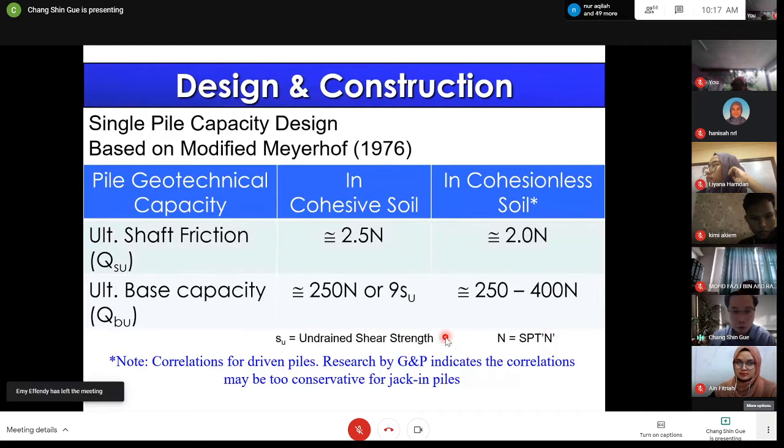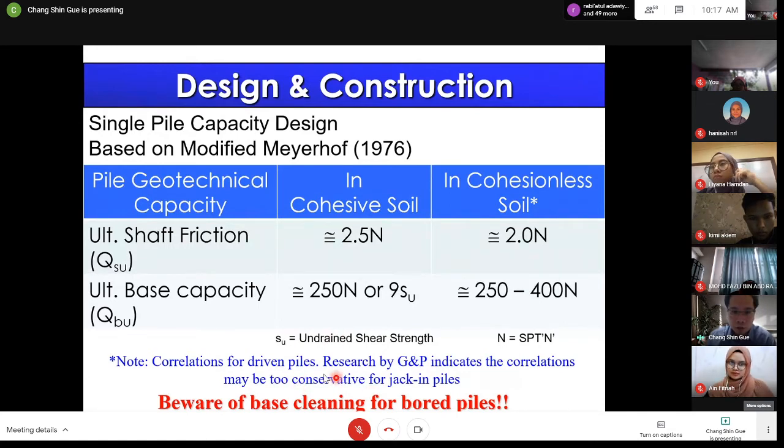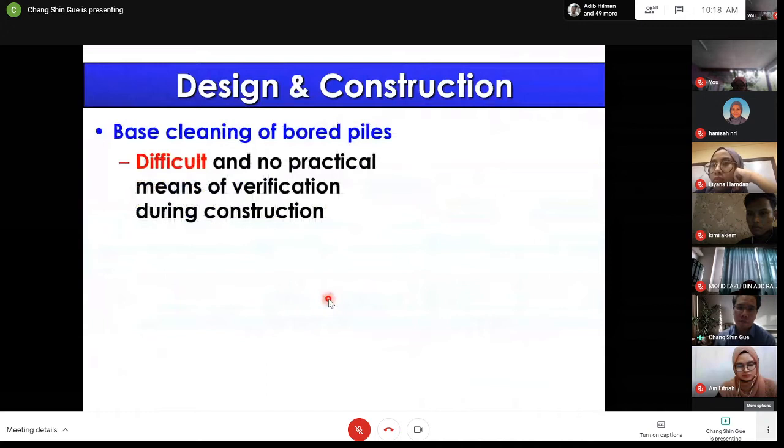And I also want to make you aware that this is very important for you to know on base cleaning for bored piles. Now, this is important because on textbook basis, they will tell you you can actually use your base capacity based on whatever material that your pile is actually sitting on. But in reality, this is actually quite difficult to achieve. And I'll show you why in the next slide.